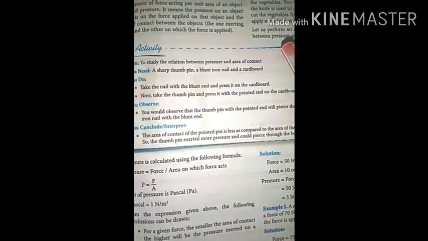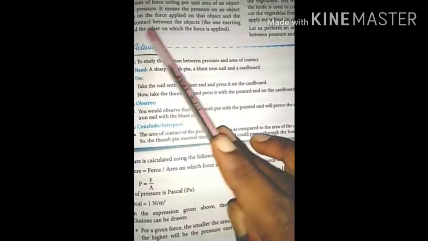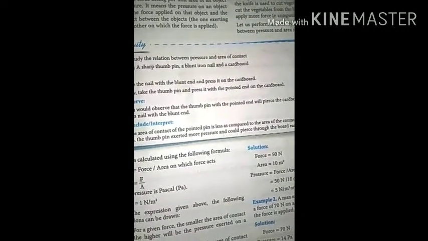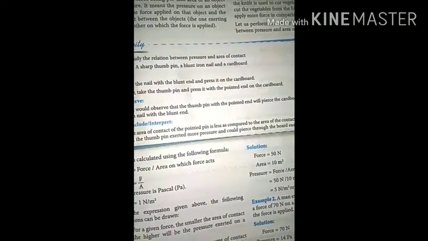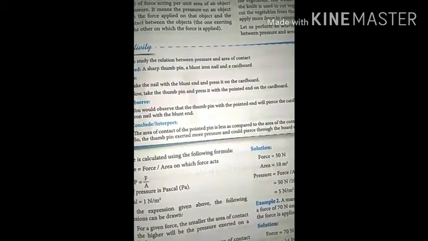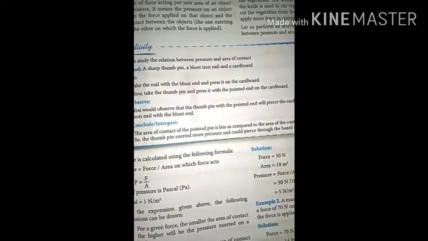It means that pressure of an object depends on the force applied on the object and the area of contact between the objects. Between the two objects, one object exerts force and the other is the one on which force is applied.